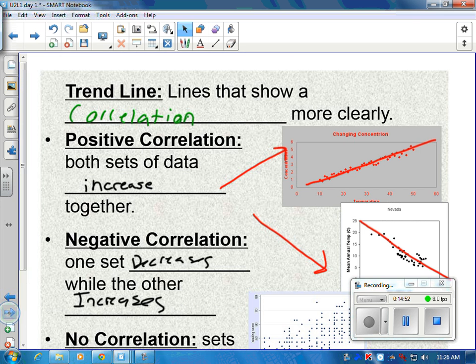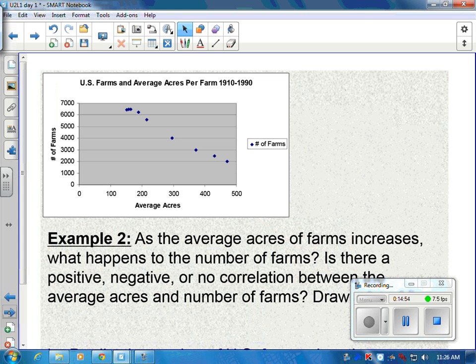So now let's look at this problem here. And we are comparing the average acres of the farm compared to the number of farms. Who wants to come draw our trend line up here? Somebody want to volunteer to draw the trend line? Zach, you want to do it? All right, good. Draw our trend line for us.